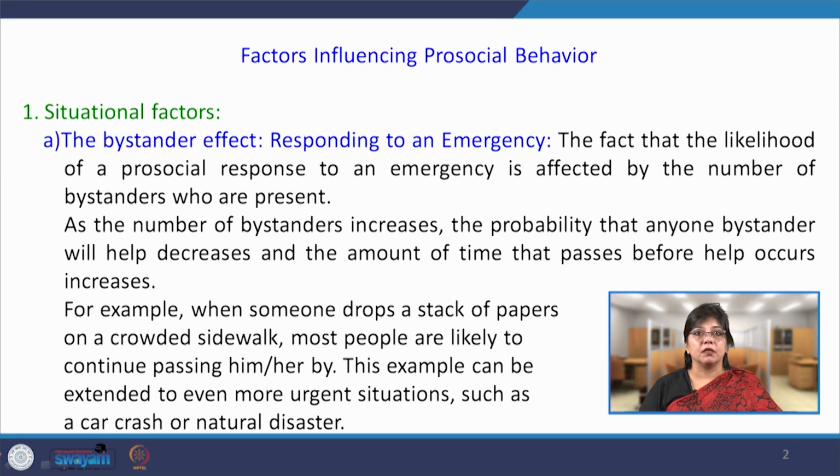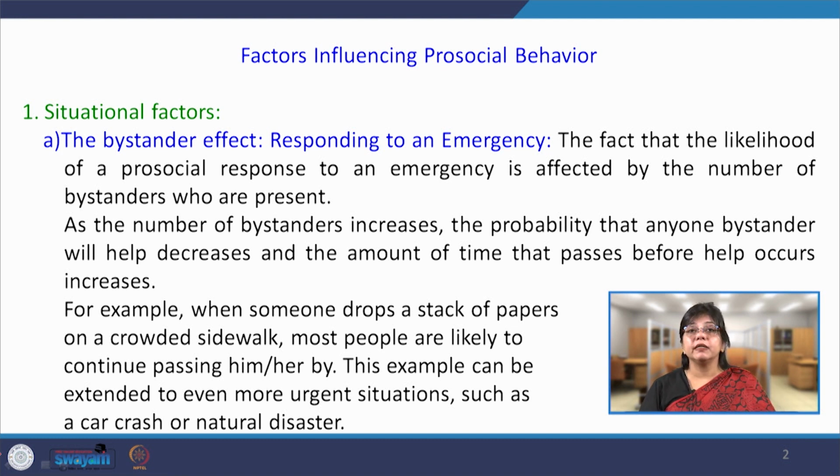For example, when someone drops a stack of papers on a crowded sidewalk, most people are likely to continue passing by him or her. That is very obvious. We all are human beings, we tend to exhibit such behavioral dispositions. So, this example says that there are other, more serious accidents that take place on the road, and we tend to just pass by. So, this is the bystander effect: under what circumstances would any person extend his help, and how do factors influence prosocial behavior?